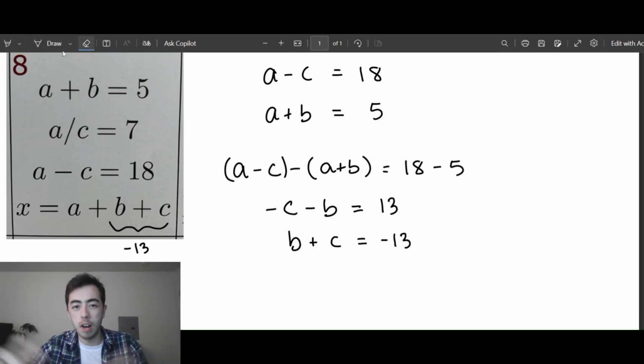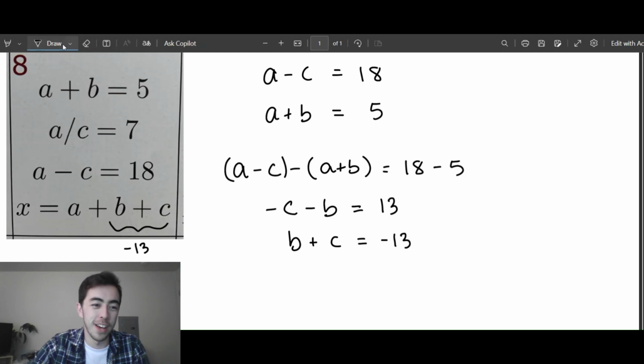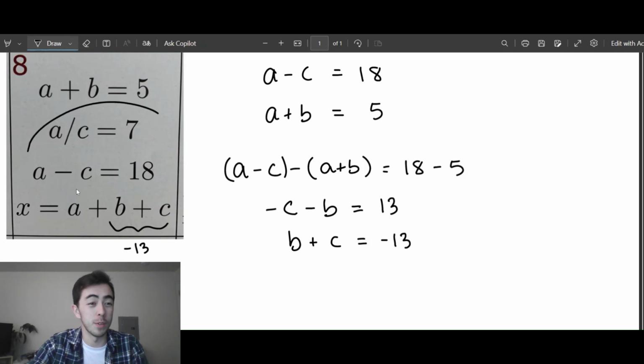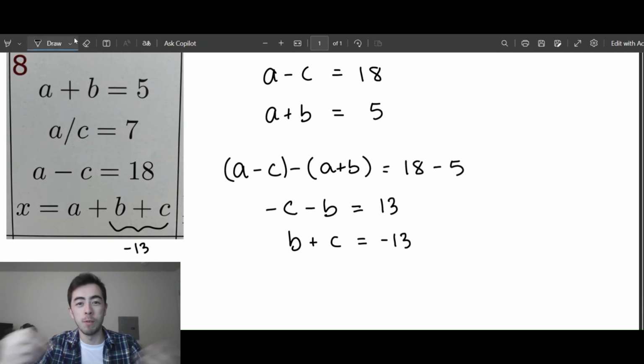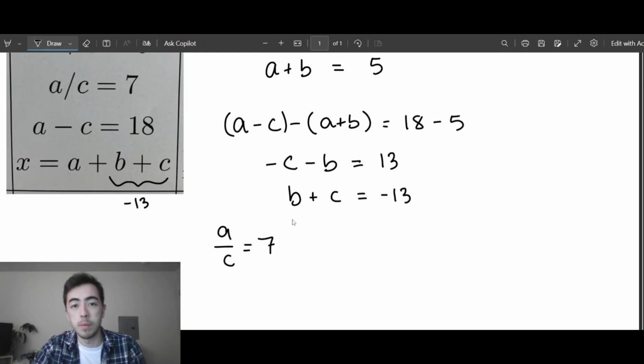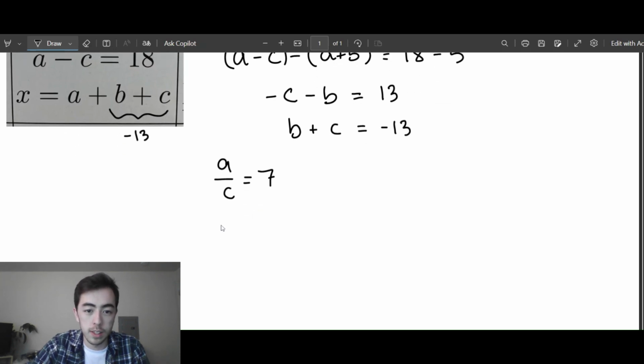So kind of like narrowing our search, I know that if I have 2 unknowns and 2 equations, I can solve for both of them. So maybe it would actually be best to target this one first because we can figure out what A and C are and then figure out what B is at the end. How about let's take A divided by C equals 7 and multiply both sides by C. And so I could get that A is equal to 7C.